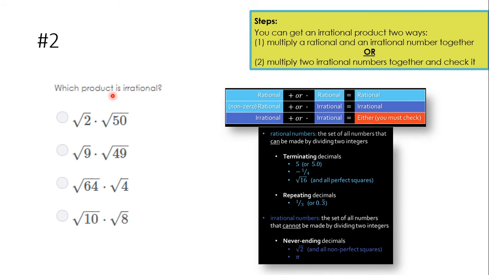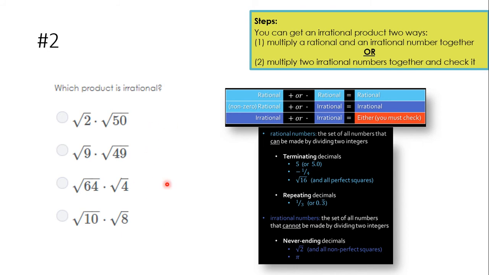So we're going to do something very similar to what we did in number 1. You can get an irrational product two ways. Remember, product is talking about multiplying. When we multiply a rational and an irrational number together, so a rational times an irrational is always going to give me an irrational number. Or sometimes when we multiply two irrationals together, we still get an irrational number. Again, you're just going to have to check each of these.